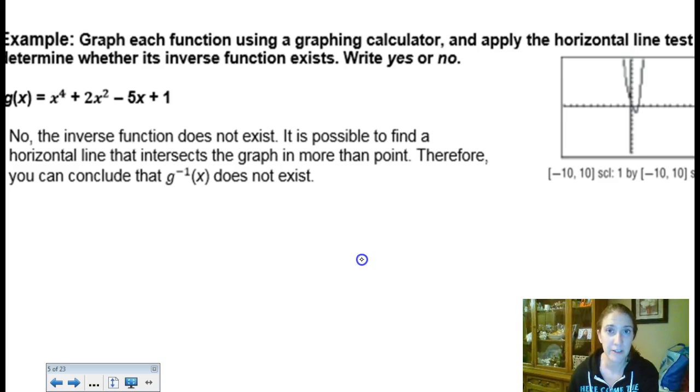Graph the function with a calculator, yay. Apply the horizontal line test to determine if an inverse function even exists, and then just say yes or no. They don't even want me to find it. Thank goodness, because it's actually really hard to find.